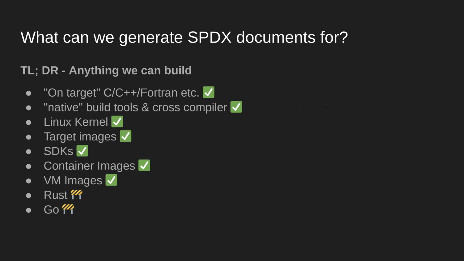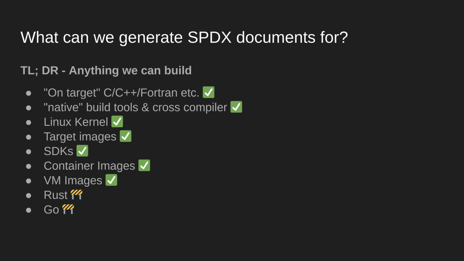And a lot of this is pretty automatic. Basically, anything we can build for, we can generate some level of meaningful SPDX. So all of the on-target C, C++, Fortran, standard compiler tools, we definitely can generate really good SPDX for that. And even all the native tools, because again, they're just like any other recipe. So we can generate really good SPDX for all of that stuff.